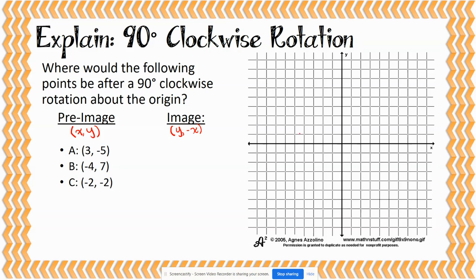If A is located at (3, -5), I always start at my origin. 3 as an X value means I would move right 3. -5 as a Y value means I would move down 5. So here is A.